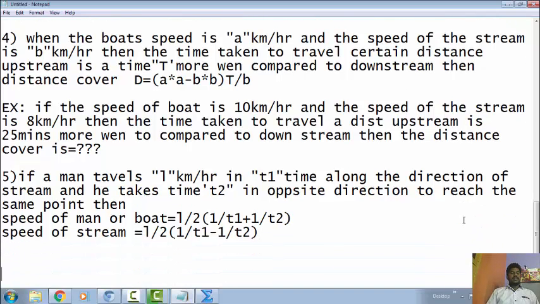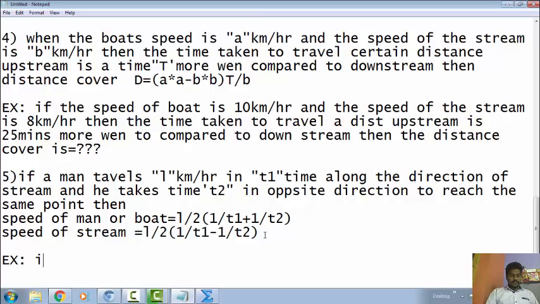This is a very famous case. Try to understand. If a man travels 10 kilometers per hour in t1 time along the direction of stream and he takes time t2 in the opposite direction to reach the same point. Same point means he is traveling the same distance. He takes time t1 in the downstream and time t2 to travel the same length in the upstream. So when this is the case, you can find out the speed of the boat or even the speed of the stream. Okay, I am giving you some example questions.